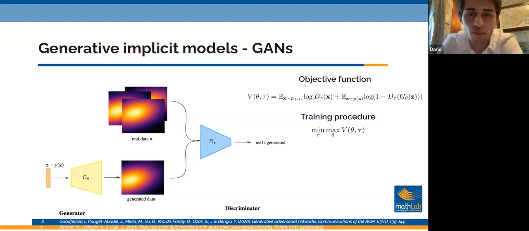And we can actually formalize this mathematically with this objective function that I report here. I will not go into detail because we will not use this kind of GAN, but the idea is that it maximizes on the generator ability, and at the same time minimizes on the discriminator ability to distinguish between the two.